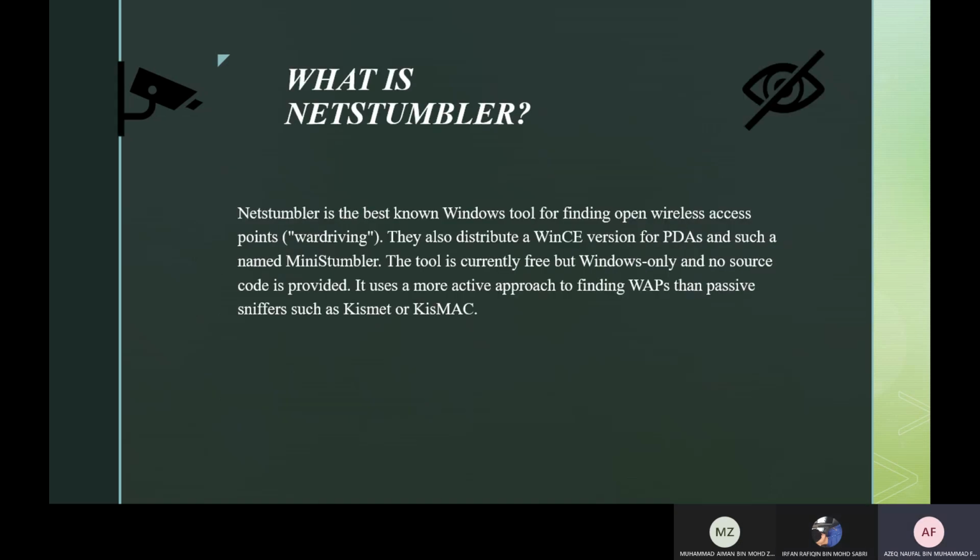Move to what is NetStumbler. NetStumbler is the best known Windows tool for finding open wireless access points, which is wardriving. They also distribute a WinCE version for PDAs named MiniStumbler. The tool is currently free but Windows only and no source code is provided. It uses a more active approach for finding WAPs than passive sniffers such as Kismet.